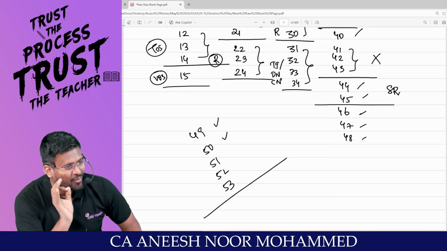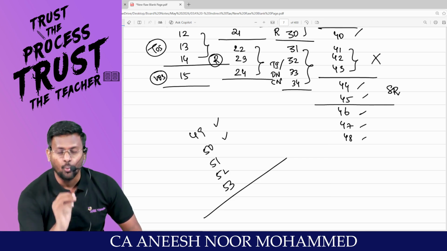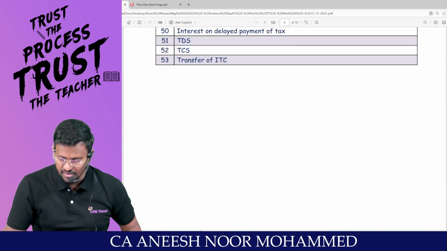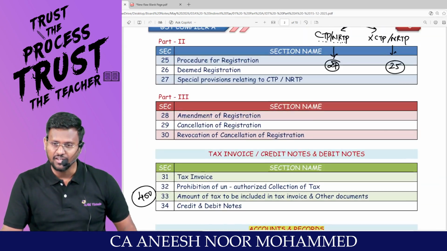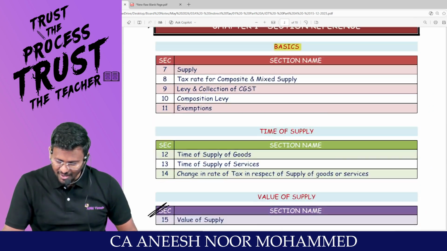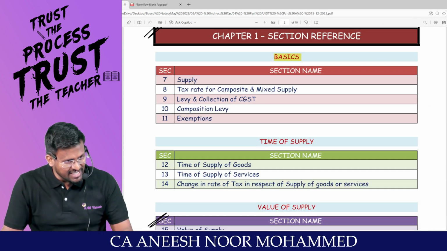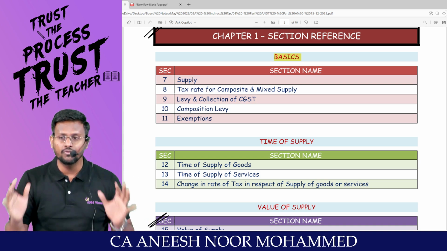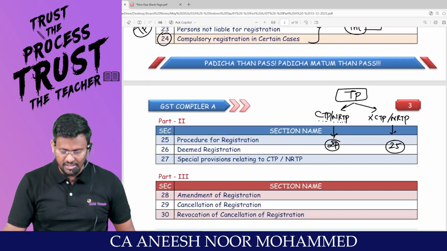From 54 onwards, we'll start with the final. What you are supposed to do is write these section numbers 3 times. I know you are a CA Final student, but still, my dear lovable students, you write the section numbers 3 times. Then you will get an overview of what GST is all about.